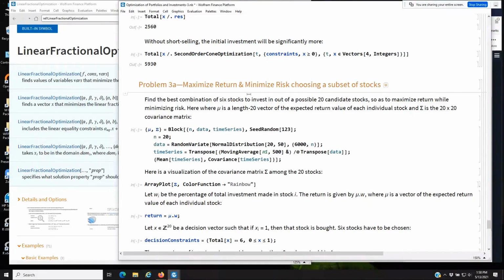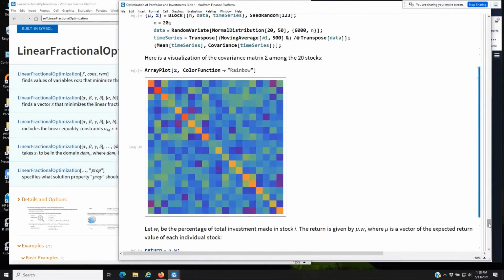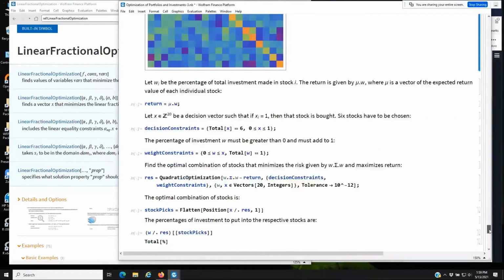Essentially, what you want to do is choose only a fraction of those stocks. So in this case, let's limit it down to 20 candidate stocks. I've got the expected mean returns for all of the 20, and I've got the 20 by 20 covariance matrix, generated the same as before, this time for 20 stocks, 6,000 simulations. And we get a much prettier picture this time.